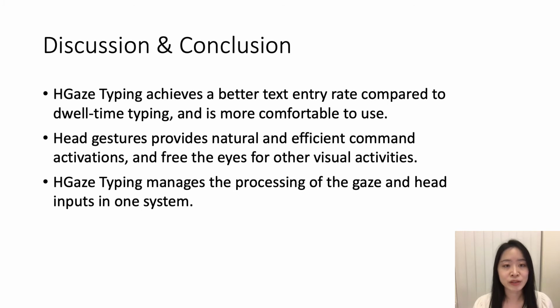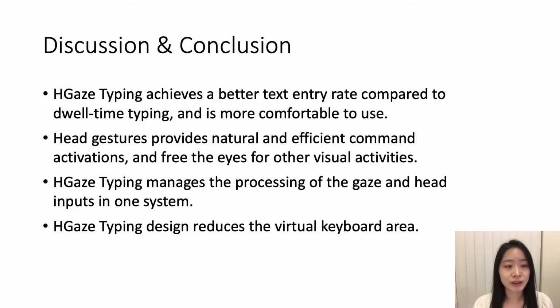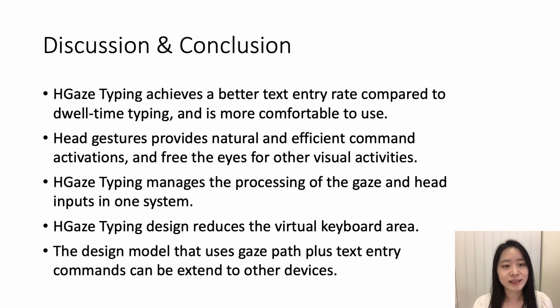HGaze typing manages the processing of the gaze and head inputs in one system without interference. And HGaze typing design reduces the virtual keyboard area by putting the candidate list between the keys. And the design model that uses gaze path plus text entry command can be extended to other devices.